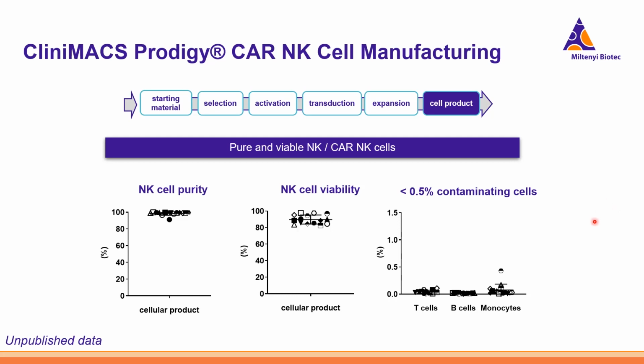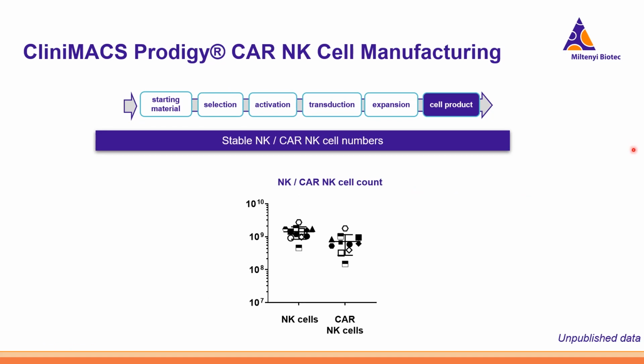The cell product has a very high purity and viability, and the number of contaminating cells is below 0.5%, which is specifically important for the T cells and the B cells in the cell product. The natural killer cell and CAR NK cell count in the cell product is shown here. The total NK cell numbers average about 2 times 10 to the 9, and the CAR positive NK cells within these average around 5 times 10 to the 8.